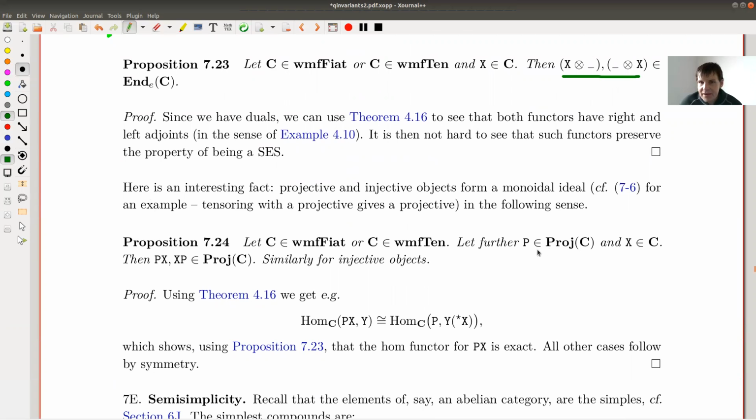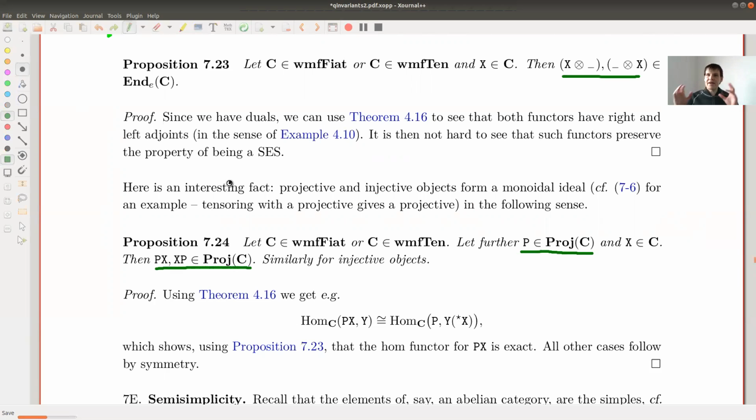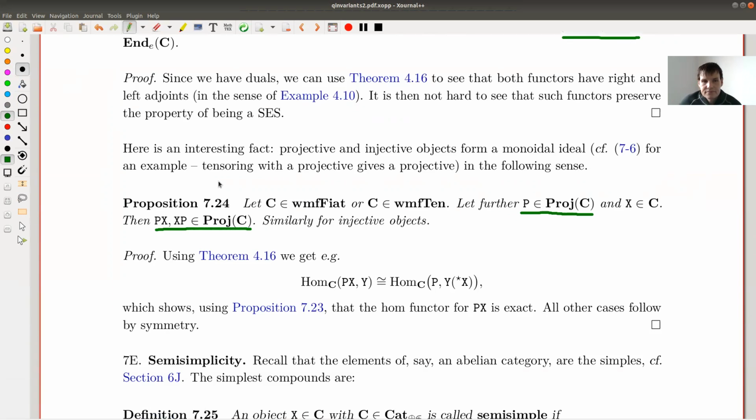This is kind of a funny thing. So projective times anything is projective in this setup. So the projectives kind of form a sink of the category. Whenever you have a projective, you can't go out of it. It's similar for injectives. Tensor everything to it, and it will still be projective. It's just a nice fact.